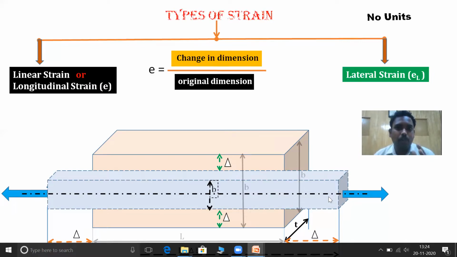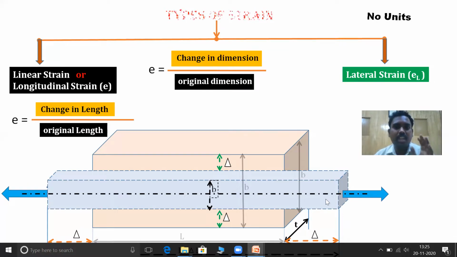As I said, whenever you are asked to define strain, you are supposed to use dimension as a keyword: change in dimension to original dimension. Now I ask you about a particular type of strain, longitudinal strain. In the previous slide, I explained that in case of longitudinal strain, you are supposed to take length as a reference for any kind of object. So the formula becomes E is equal to change in length divided by original length. The formula is E is equal to delta L by L. Okay, it's very clear. Now let's move on to the lateral strain.